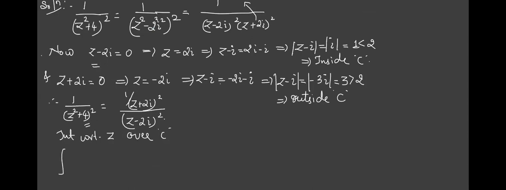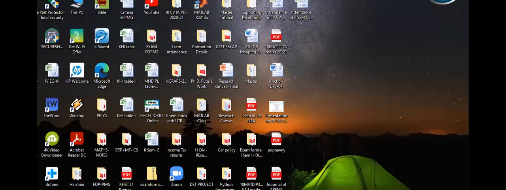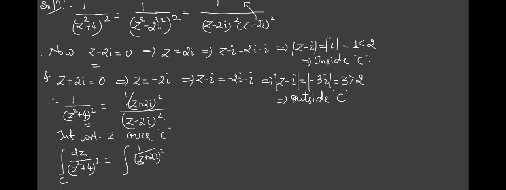Otherwise, why I'm asking is, in all other problems we used to multiply and then integrate, which is not necessary here. Am I correct? So this is the integration of 1 upon z plus 2i the whole square divided by z minus 2i the whole square. So what do we have to apply? Whether we have to apply Cauchy's integral formula or the generalized one.